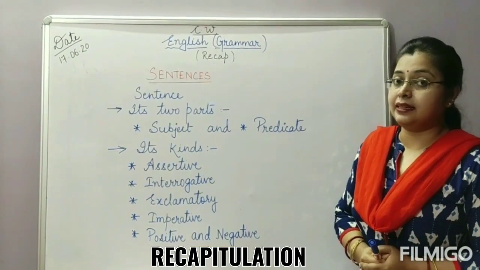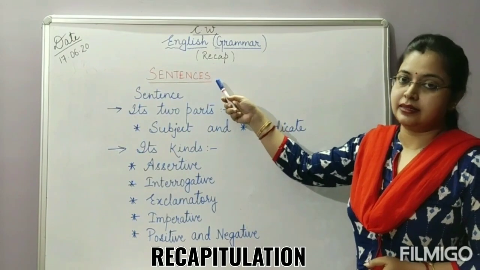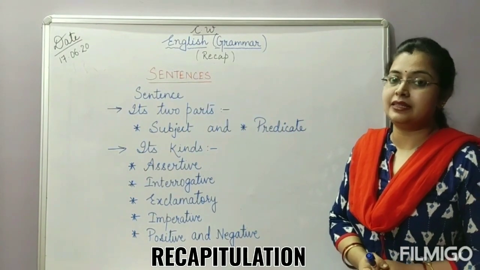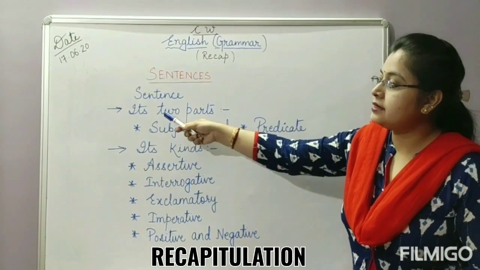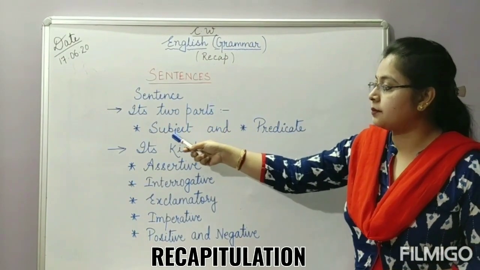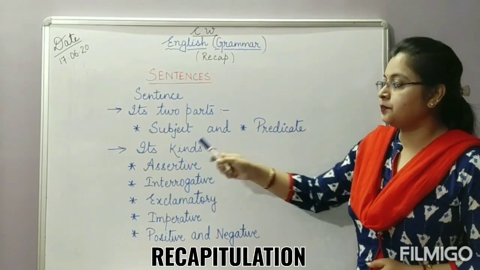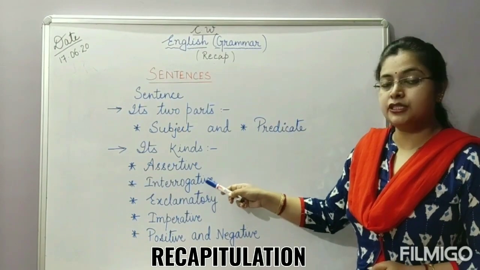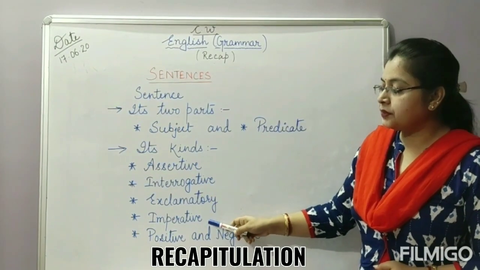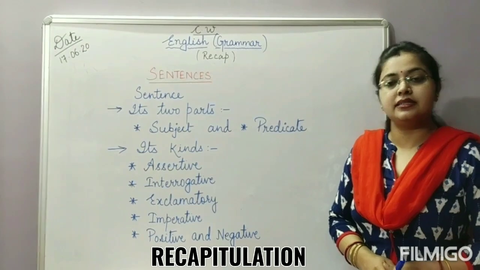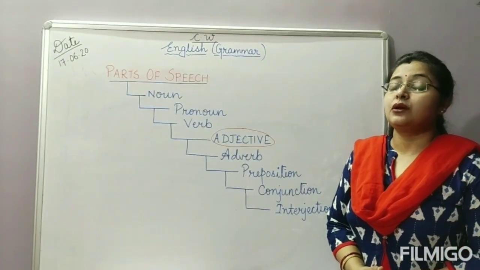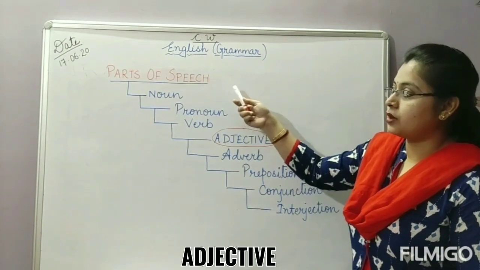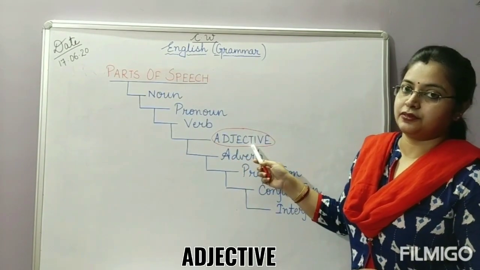Then students, secondly, we have learnt about sentences. What is a sentence? A group of words having complete sense. Sentence having its 2 parts. What are they? Subject and predicate. Then its kinds, that also we have learnt: assertive, interrogative, exclamatory, imperative, positive and negative. Now today we are going to learn about one more category of parts of speech, that is adjective.